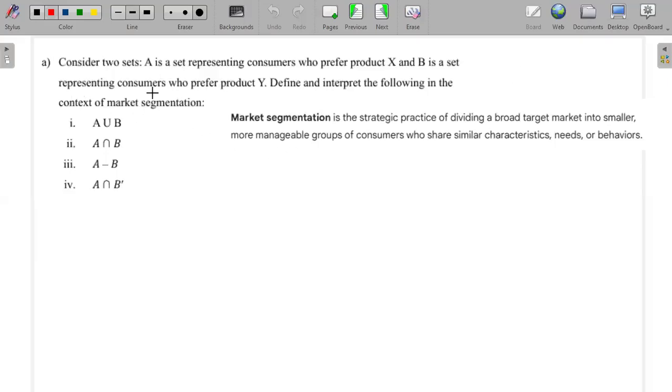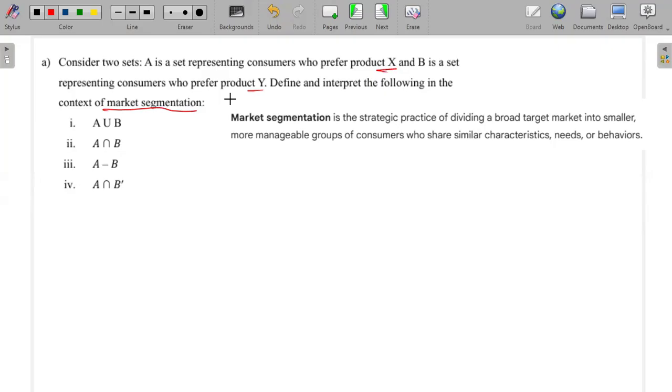All right, so we're going to be looking at this question here. The question reads: consider two sets, set A, a set representing consumers who prefer product X, and B, a set representing consumers who prefer product Y. They're telling us to define and interpret the following in the context of market segmentation.